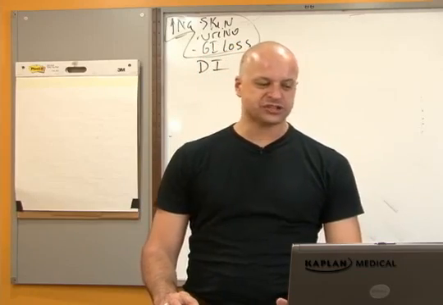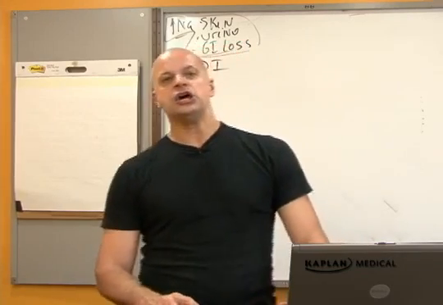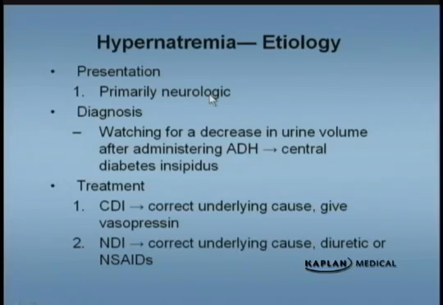So, hypernatremia is predominantly neurologic. Why? Sodium and the CNS. High sodium affects the CNS, low sodium affects the CNS. And if you correct the sodium too quickly, again, CNS problems. Sodium and the CNS for all of them.